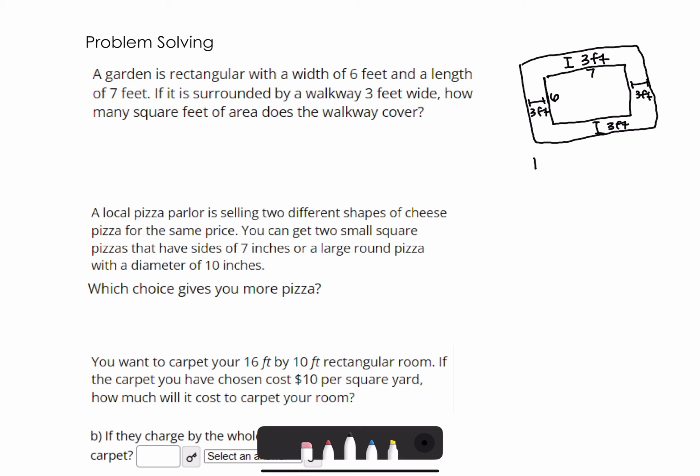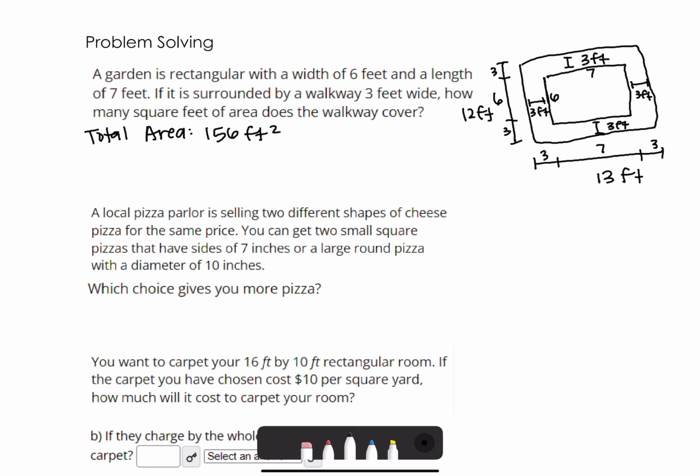So overall, this length would be the 3 feet of the walkway plus the 7 feet of the garden plus the 3 feet of the walkway. So this side is 13 feet. And then this side would be 3 plus 6 plus 3, which is 12 feet. So the total area is 12 times 13, which is 156 square feet. And that's the area of the whole, the walkway and the garden.